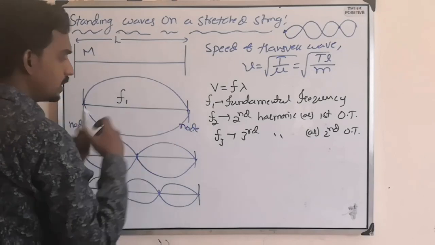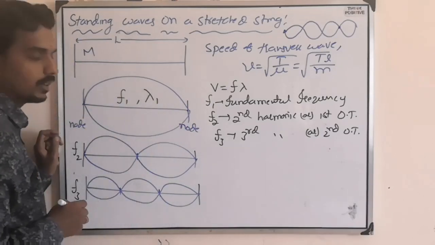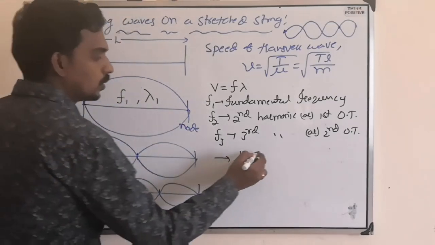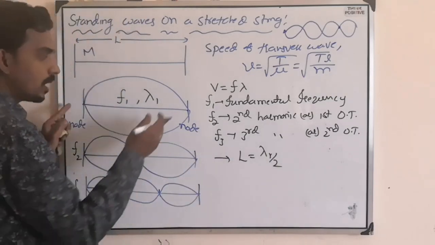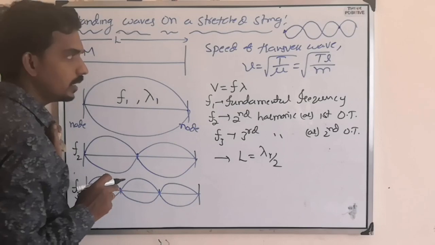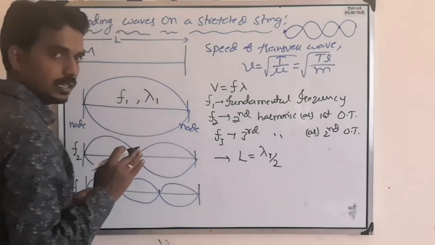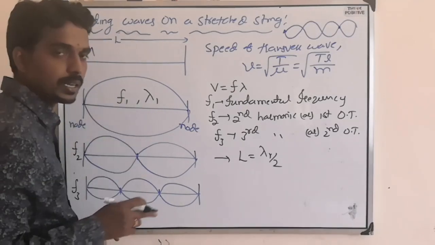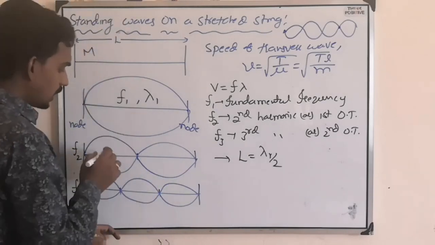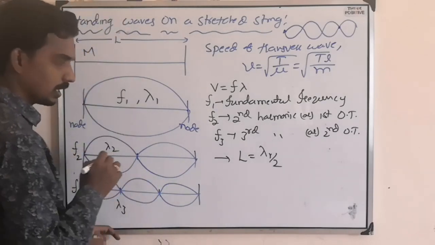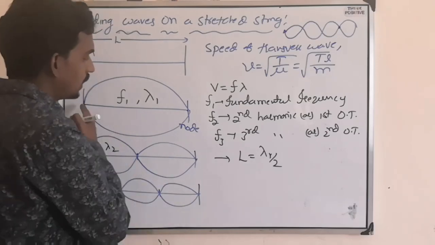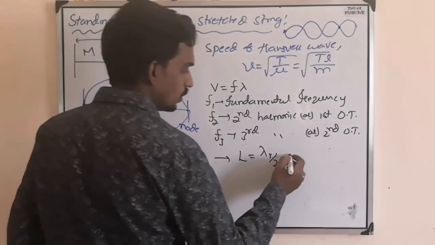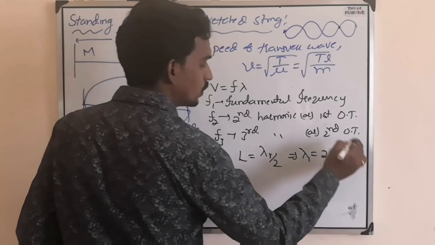Now in this case, consider the wavelength as lambda 1. Then in the first case, the length of the string L equals lambda 1 by 2. See here, same string, same length, but the number of waves is different, that's why wavelength is different, which I will consider as lambda 1, lambda 2, lambda 3. If I write the length of the string in terms of wavelength, in the first case L equals lambda 1 by 2, so that lambda 1 equals 2L.